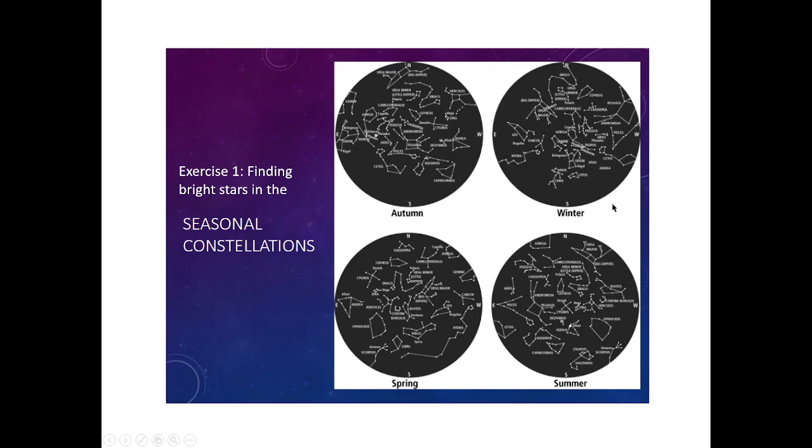So, the next thing I will do is offer you a small quiz when we're in person on the seasonal constellations. Essentially, you'll be given 4 star charts representing different times of the year, different seasons, and you'll need to pick out certain bright stars and constellations.